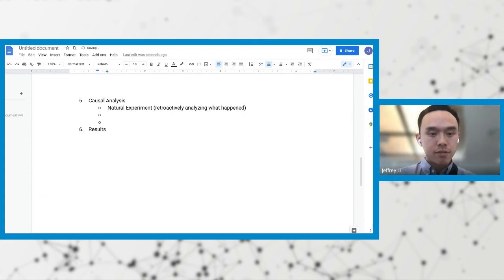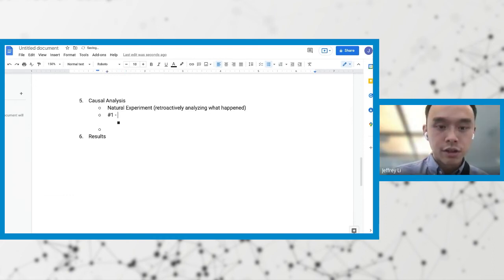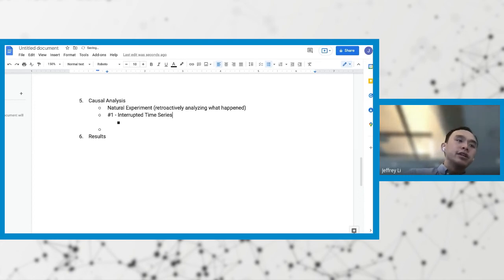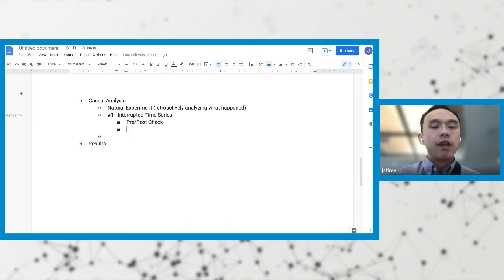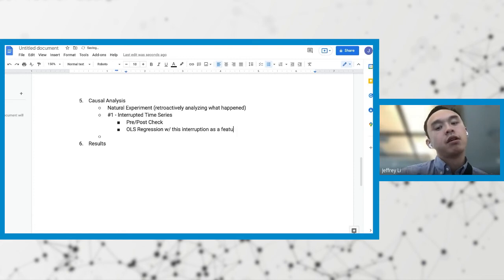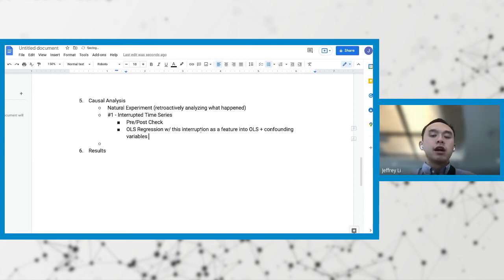The first solution I would look at is a technique called interrupted time series. If we look at conversion rate data, an interrupted time series is when some event happens and, quote unquote, interrupts the time series, turning it into basically a pre and post. So I would do a quick pre-post check, and then run an OLS regression with this interruption as a feature. Then I would add all the confounding variables, and look at the p-value and the effect of the interruption to determine if there was a causal effect from this exact interruption. That's the first thing I would try.